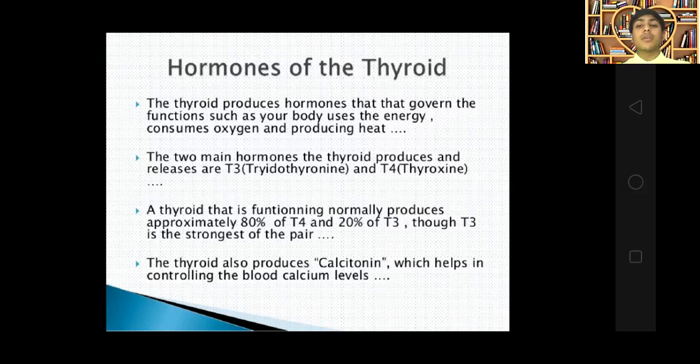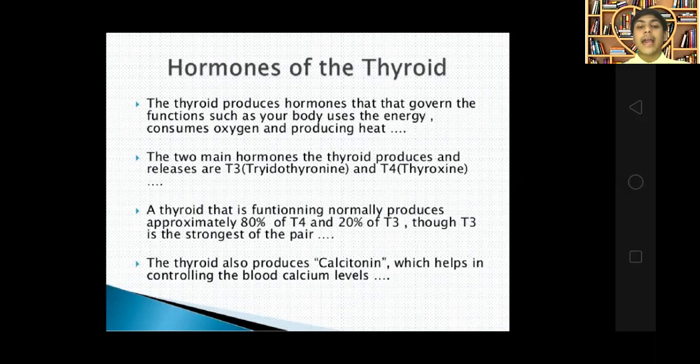Thyroid hormones control functions such as how your body uses energy, consumes oxygen and produces heat. The two main hormones the thyroid releases are T3, triiodothyronine, and T4, thyroxine. A thyroid that is functioning normally produces approximately 80% T4 and only 20% T3. So T3 is the smaller share, you can see.